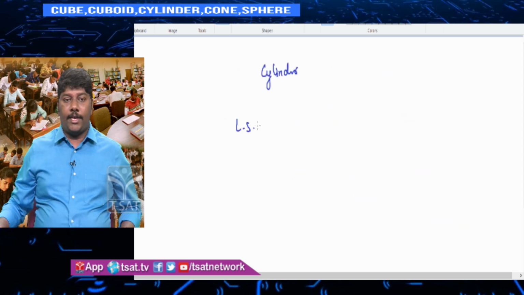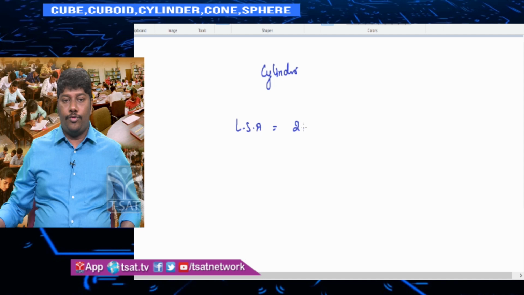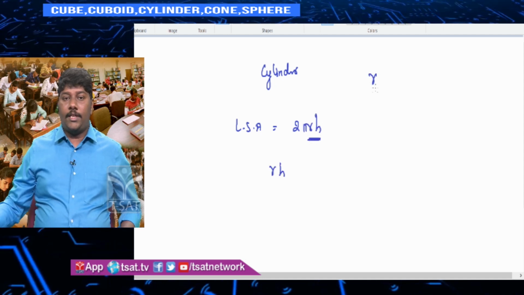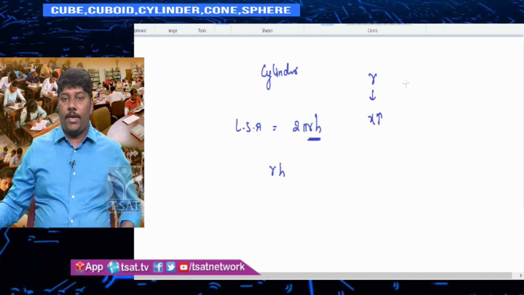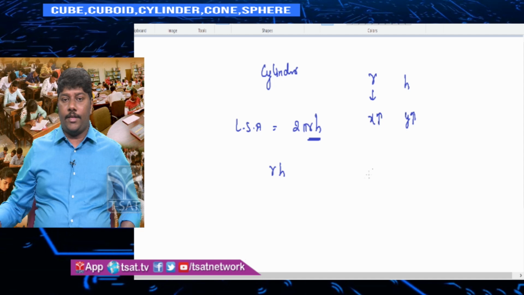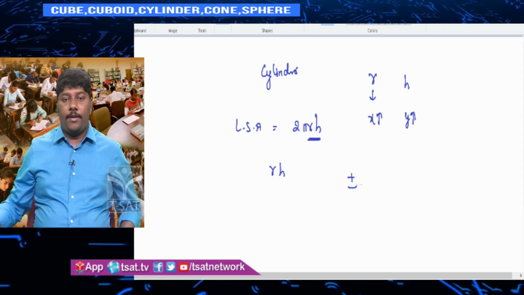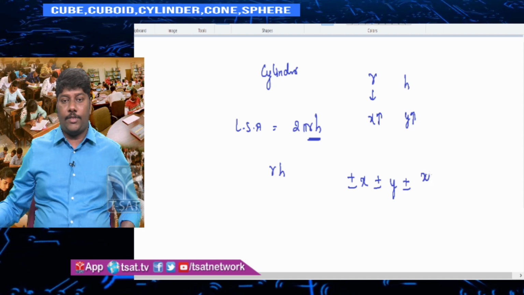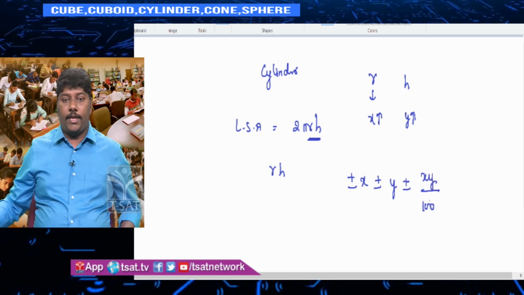The lateral surface area is 2 pi r h. The variables are r and h. So, r is increased by x percent, h is increased by y percent, then what happens to the area? Plus x plus y, you can say plus x y by 100. Like this you have to take the variables.